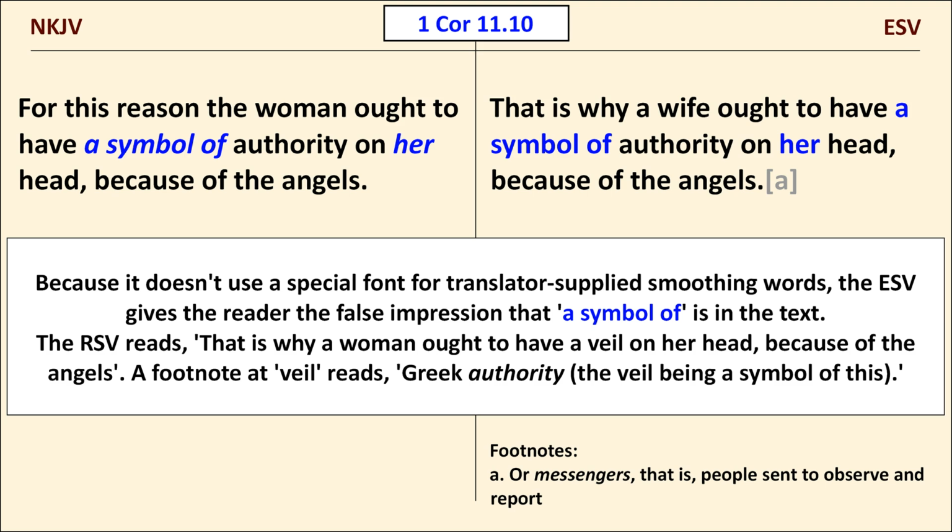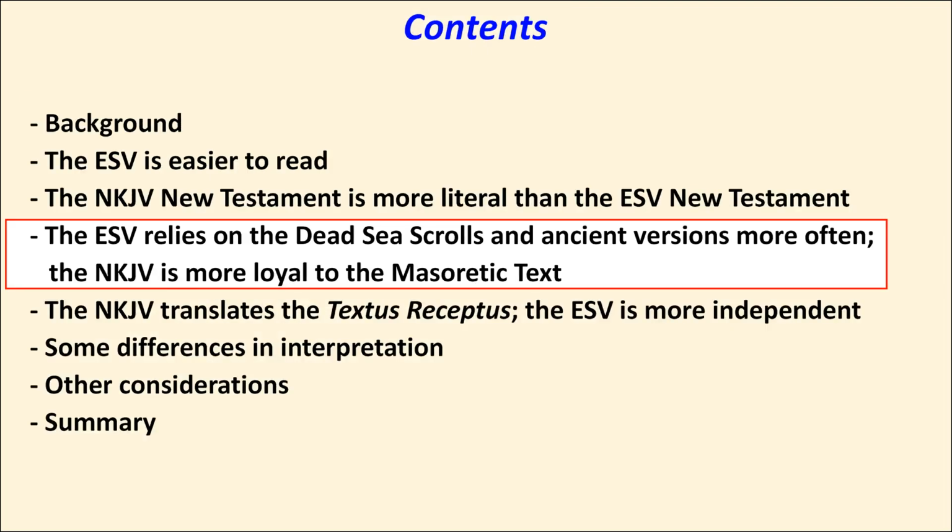And here we will close the first part of our comparison of the NKJV with the ESV. The next part will begin with a discussion of the source text.